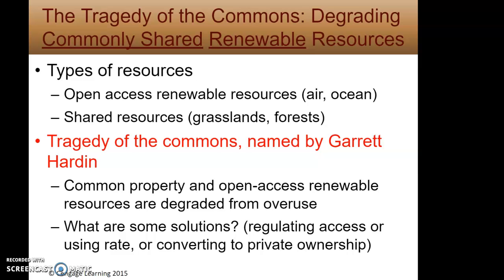And then with the tragedy of the commons, people tend to use them with no sense of responsibility. If I don't use it, you will. So eventually we overuse those resources. The tragedy of the commons was named by a scientist called Garrett Hardin, I believe in 1968. Common property and open access renewable resources are degraded from overuse more than privately owned resources.